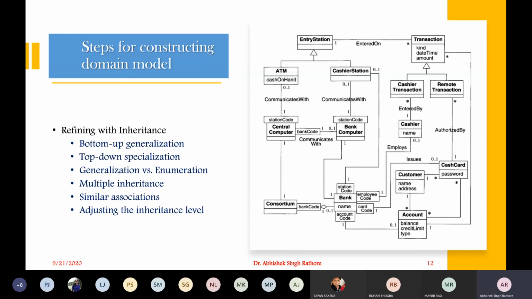Then identify the similar associations. When the same association names appear more than once in your substantial class models, it means that they have the same meaning, and we like to generalize all those associated names.